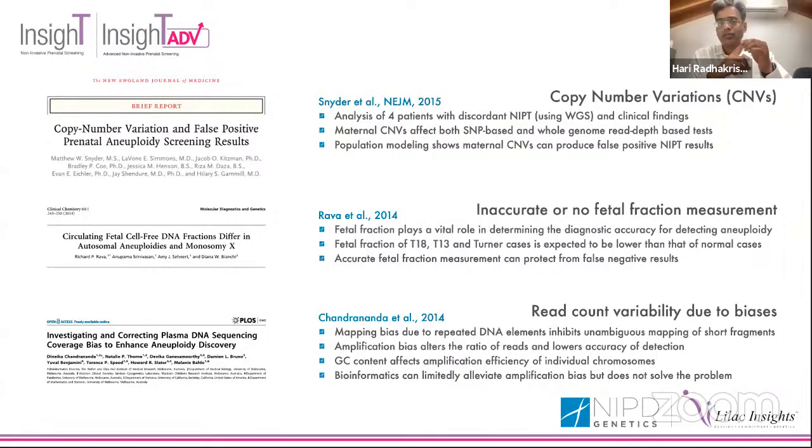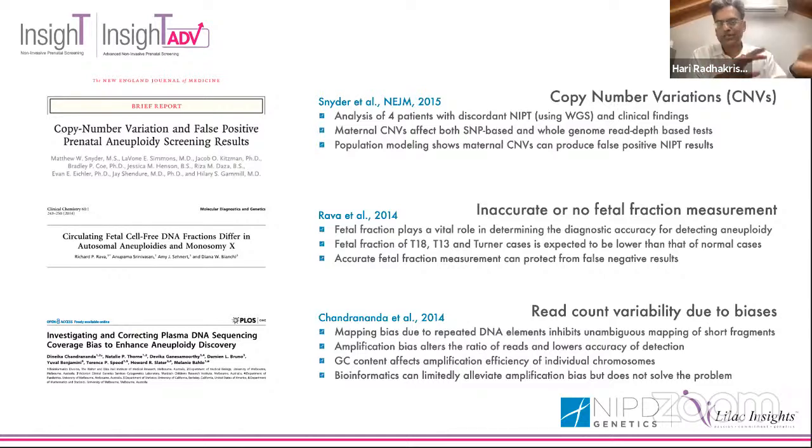The first one is causes which are biological in nature, like copy number variants. The mother may have a maternal copy number variant where she may have more copies of certain regions, or fewer than 2 copies. And this can mask a potential trisomy in the child, or show it as a false positive if she has more copies.